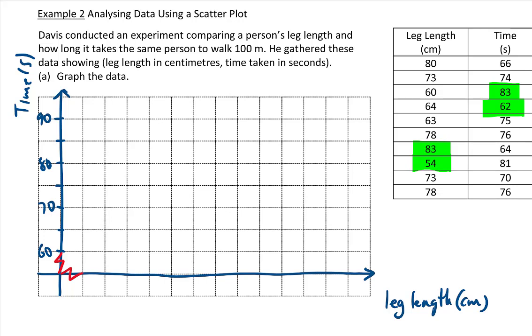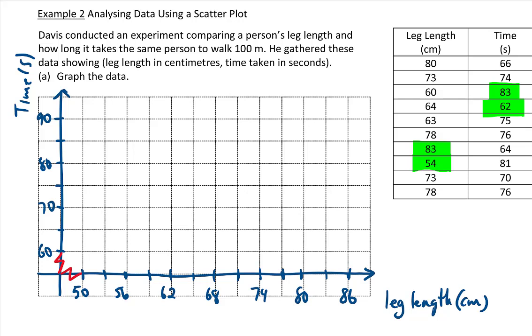Next is our leg length. We're going to start at 50 because that's close to our lowest number. This time I'm going to count by 3s. So the next one will be 53, then 56, 59, then 62, 65, then 68, 71, then 74, 77, then 80, 83, then 86. And we see that this will cover all our leg lengths along the x-axis.